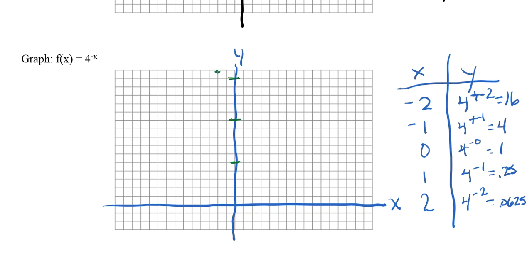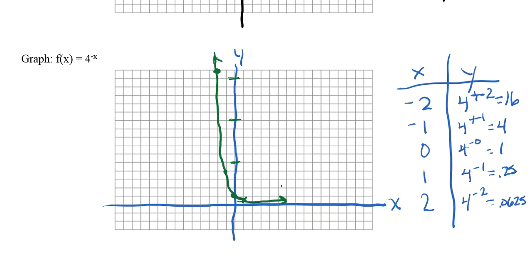-2, 16. At -1, I'm at 4. At 0, I'm at 1. At 1, I'm at 0.25, 2.0625. Again, I can see how I'm growing quickly, but actually as I move to the right, this graph is actually decreasing this time. It's actually getting smaller.